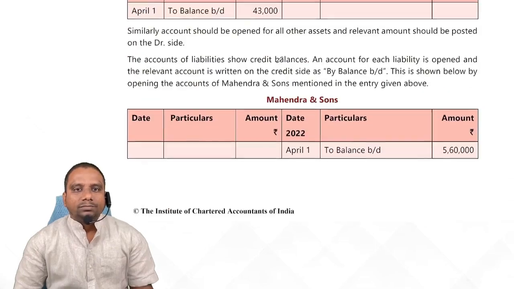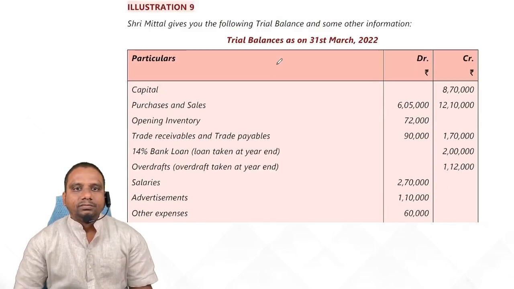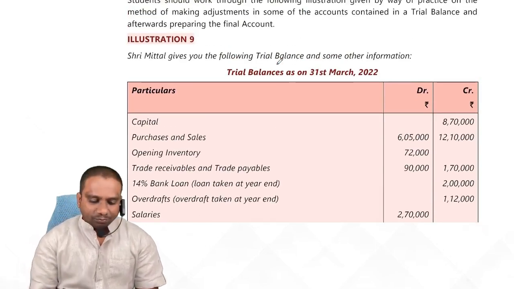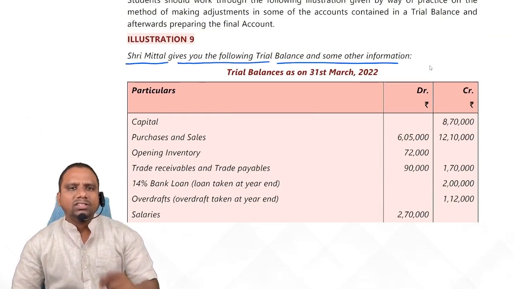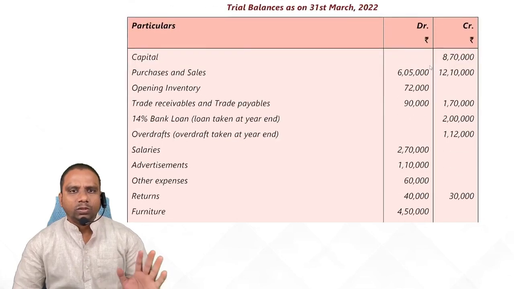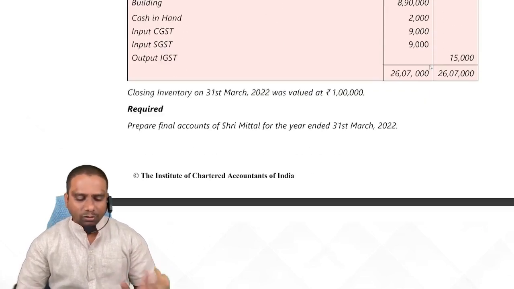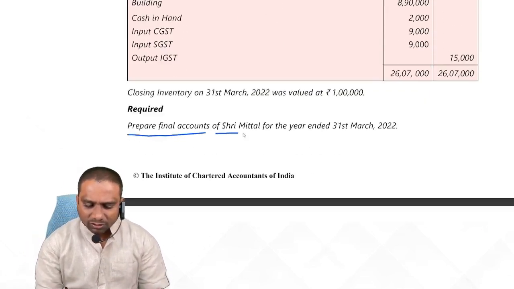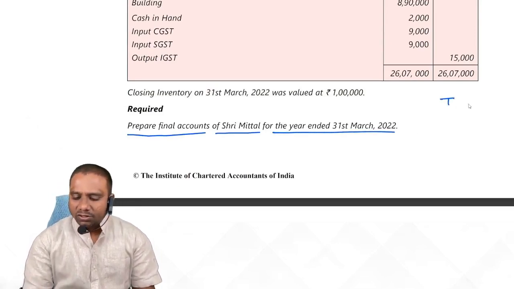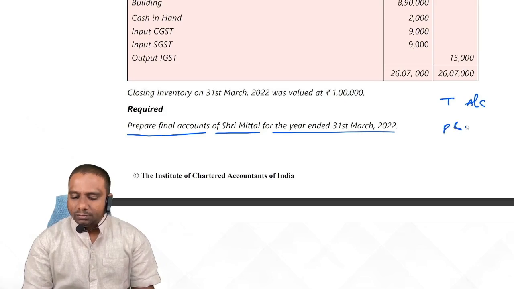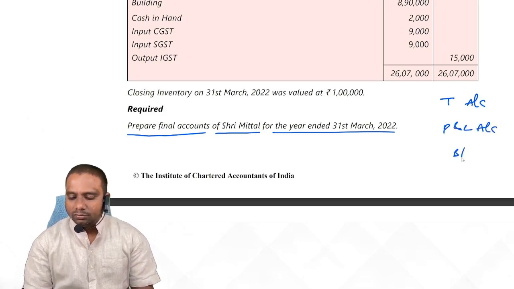Okay, next one. Look at illustration 9. Mittal gives you the following trial balance and some other information. First look at the trial balance and the information. What is the requirement? Prepare final accounts of Sri Mittal for the year ended 31st March 2022. Final accounts means trading account, profit and loss account, balance sheet.